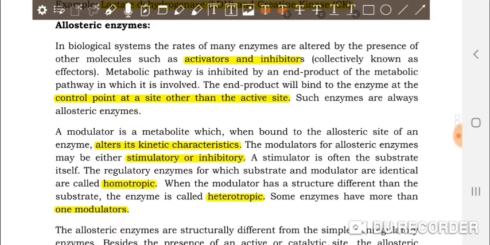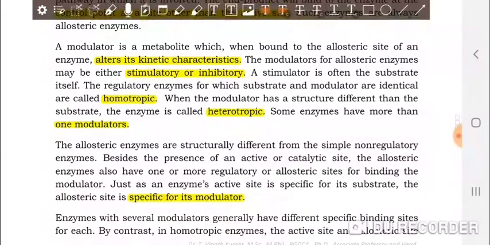This regulation is a very important point. The first enzyme of each and every metabolic pathway, and preferably the middle or the last enzyme, is controlled by the particular component, that is modulators. The modulators may alter the kinetic characteristics, and based on stimulation or inhibition, they are called stimulators or positive modulators, and inhibitors or negative modulators.